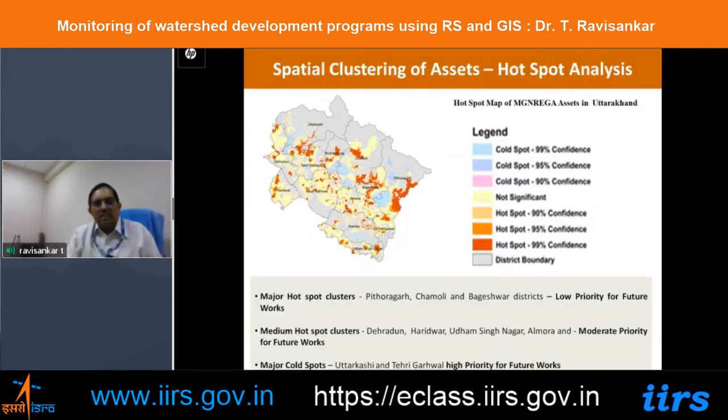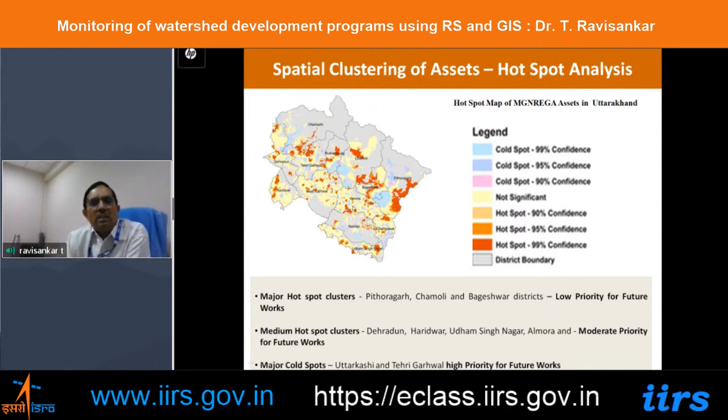Then the next, this is another analysis. We have done spatial clustering of assets, hotspot analysis or cold spot analysis of these assets in the entire Uttarakhand region. You can see the different districts of Uttarakhand and the hotspots and cold spots. The orange color indicates the hotspots of 95 to 99% confidence, whereas the yellow is not significant, and the cold spots have very few patches in the entire region. These are all the areas for the future activities that can be planned.